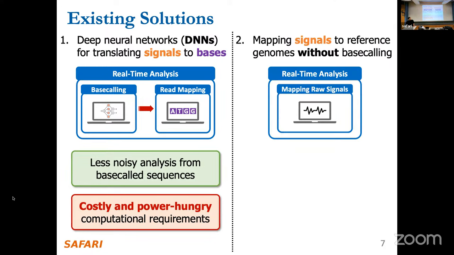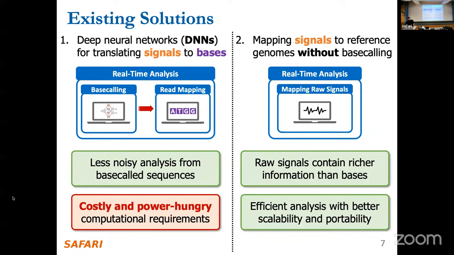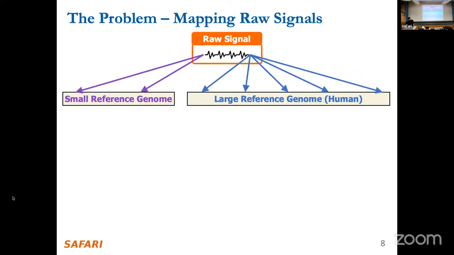The second approach is to map these signals directly to reference genomes without base calling them. So the base calling would be translating these signals to the bases. This offers certain opportunities, such as raw signals containing richer information than just individual bases. So it has the potential for more accurate analysis. And it also provides the opportunity for efficient analysis with better scalability and portability, because we don't have to use these costly DNN approaches.